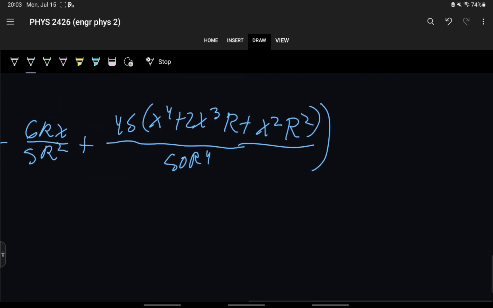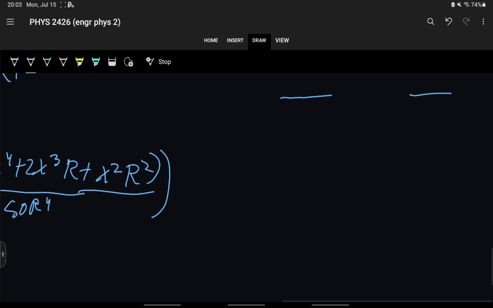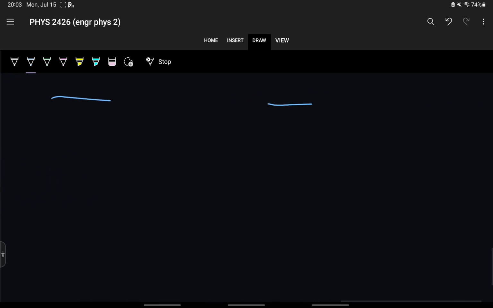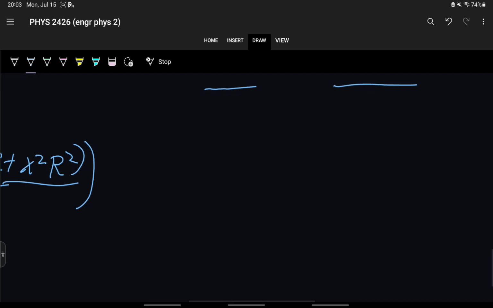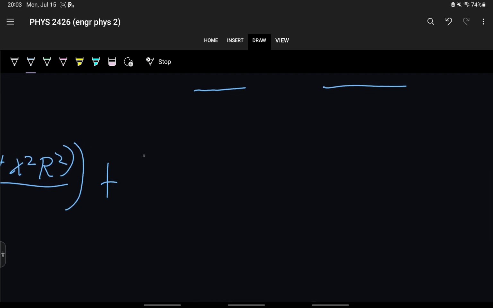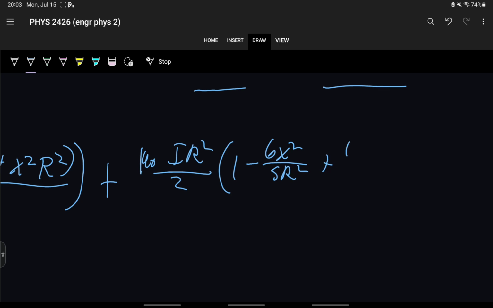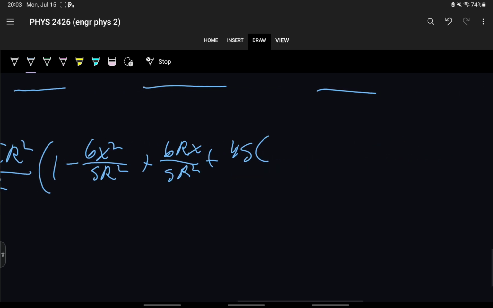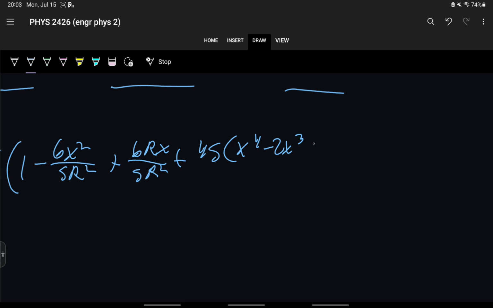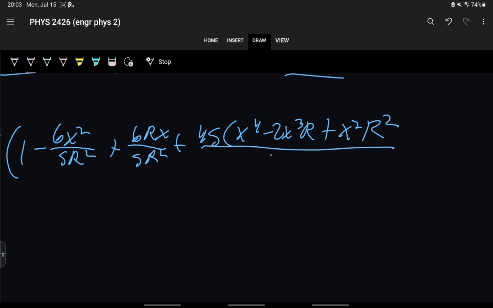And then this is going to keep going. I guess I'm running out of room. OneNote doesn't like that I have more things to write. So that was just to give me more space, because we're adding on now. Mu sub 0 times I times r squared, all divided by 2, multiplied by 1 minus 6x squared, all divided by 5r squared, plus 6 times r times x, all over 5 times r squared, plus 45. It's going to be x to the power of 4 minus 2x cubed times r, plus x squared, r squared. That's going to be all divided by, you guessed it, 50 times r to the power of 4.